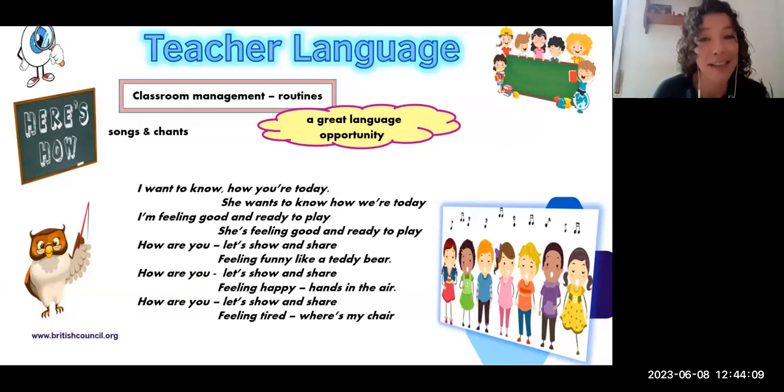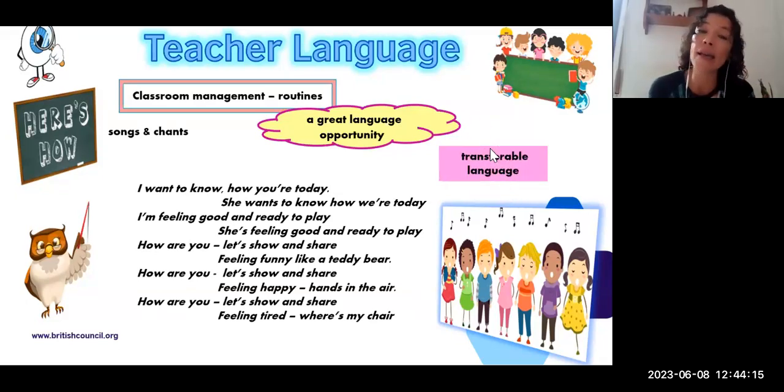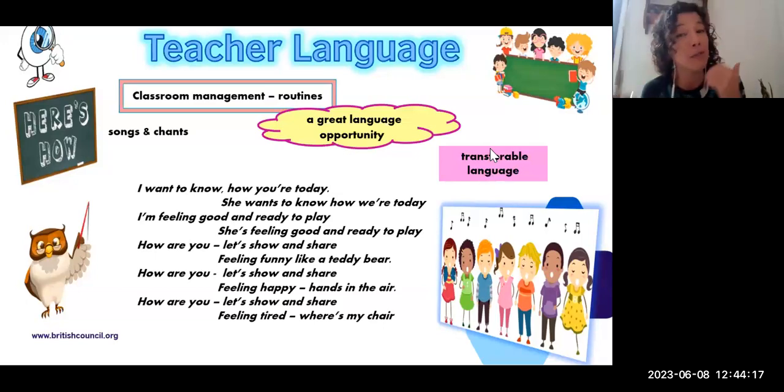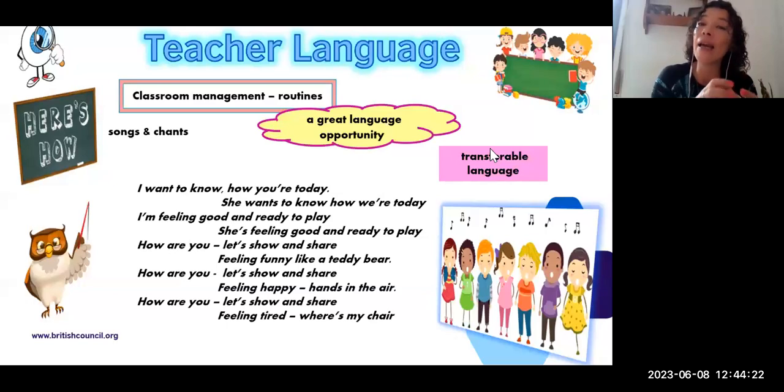There we go. I apologize for my singing. Okay, let's break that down then a little bit. And think about, in this, what do you feel is the transferable language? So what language from this song at the beginning would help me and my learners in class? Let's see, what do we think?